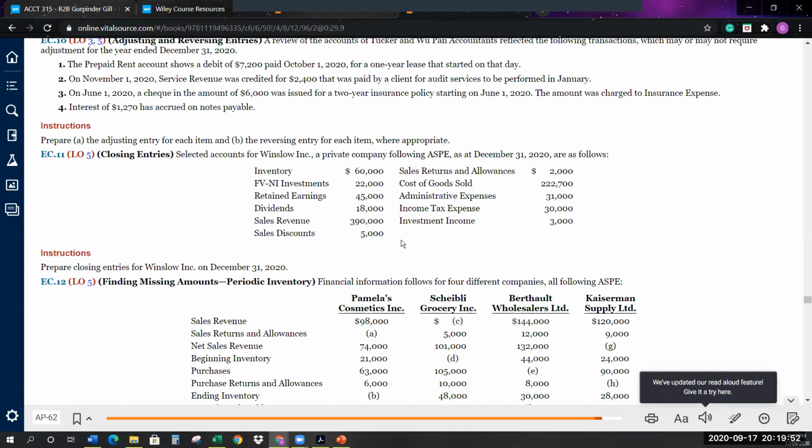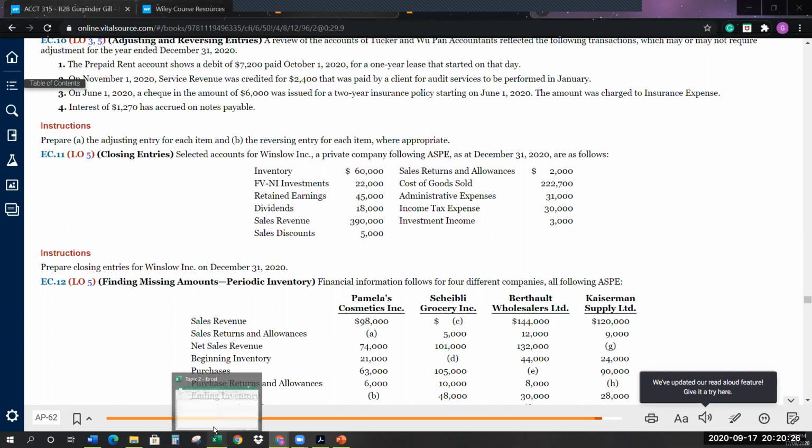Then comes our cost of goods sold. Cost of goods sold is a temporary account. It's like an expense, so expense accounts have to be closed. Administrative expense is a temporary account. Income tax expense is also temporary. The investment account goes onto your balance sheet, so it's not temporary.